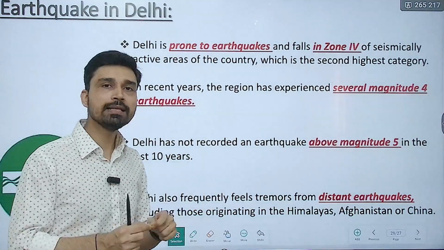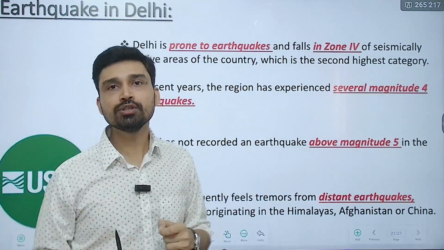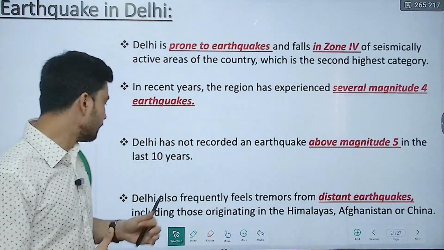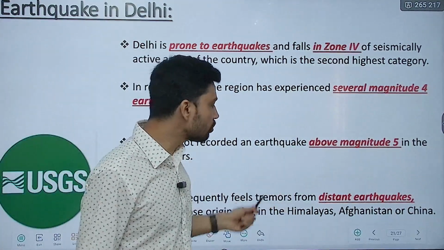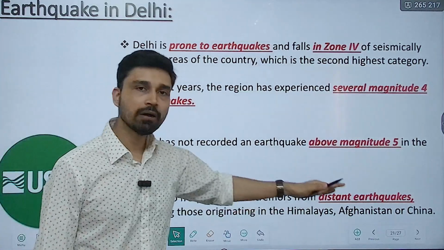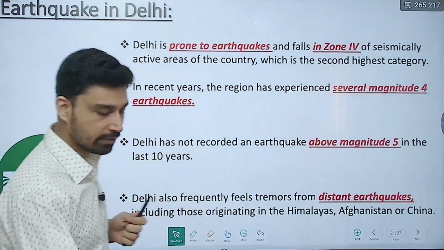And since Delhi lies near the edges of the Himalayan fault zone, where the Indian plate and Eurasian plate are colliding together, Delhi also frequently feels the tremors or shaking from distant earthquakes that might originate in the Himalayas, Afghanistan, or China, as we have discussed before.